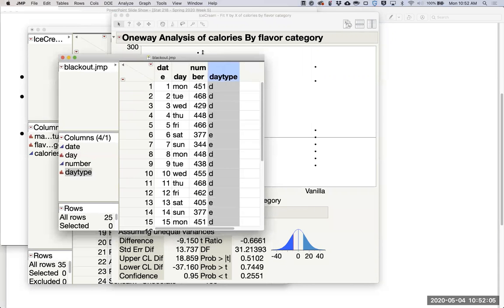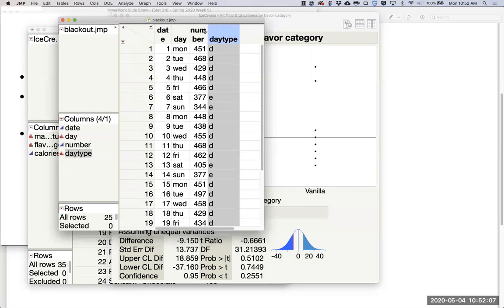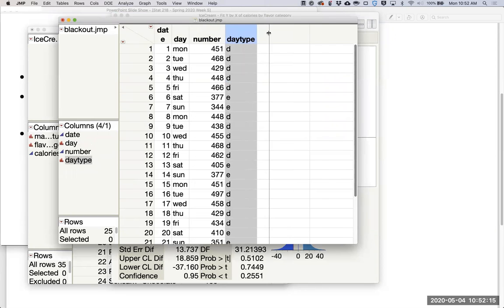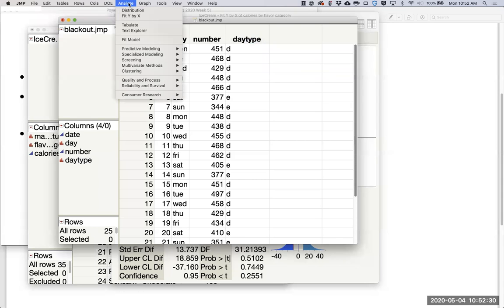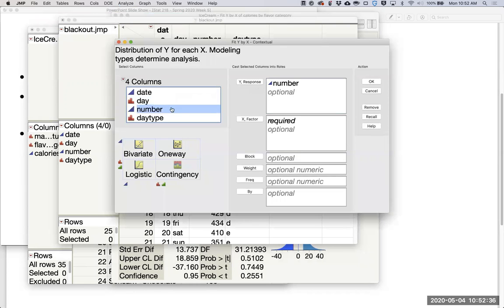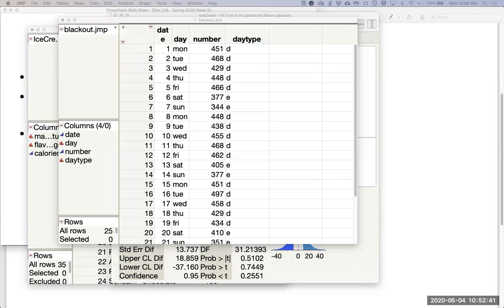Okay, the great blackout data. Again, there's weekdays with a D, weekend days with an E for weekend, the number of bursts per day on weekdays and weekends. Weekdays, you can see, are Monday, Tuesday, Wednesday, Thursday, Friday, and two weekend days, Saturday and Sunday. So day type may be related to the number of bursts per day on average. If I were to go ahead and fit y by x, we would say, does the number of bursts per day depend on the type of day? Click OK. We've got weekdays and weekends.